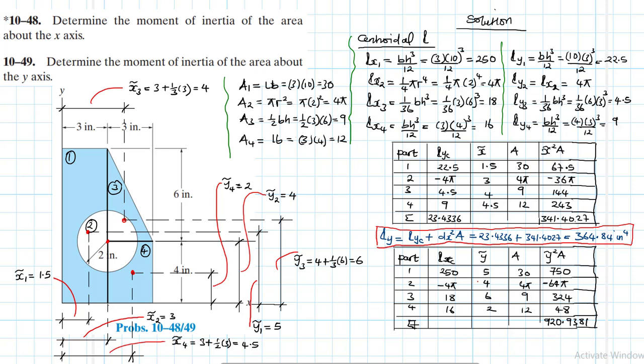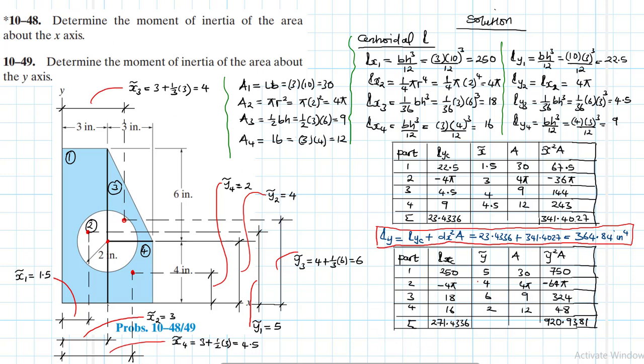Then the other side we have 250 minus 4 pi plus 18 plus 16. We have a 271.4336.